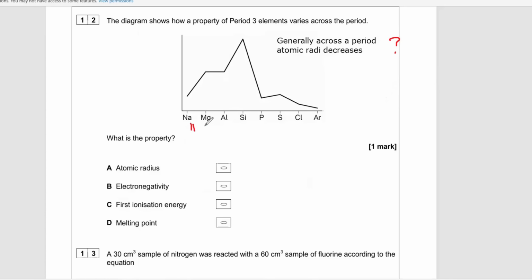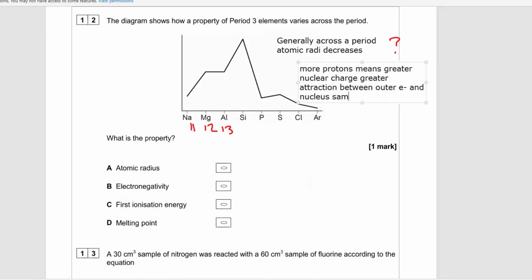So how many protons in sodium? There's 11, magnesium 12, aluminium 13. You get the idea. Silicon 14, phosphorus 15. So as you go across, there's more protons. This means a greater nuclear charge, a greater electrostatic force of attraction between the nucleus and the outer shell electrons. They're going to pull those outer shell electrons closer. So the atomic radius should go down.